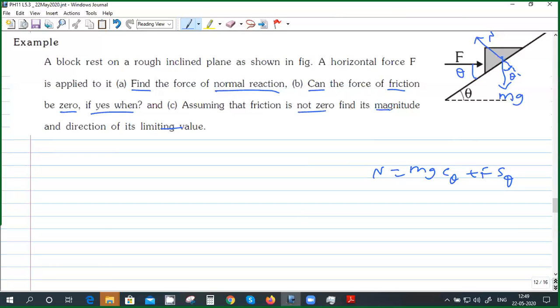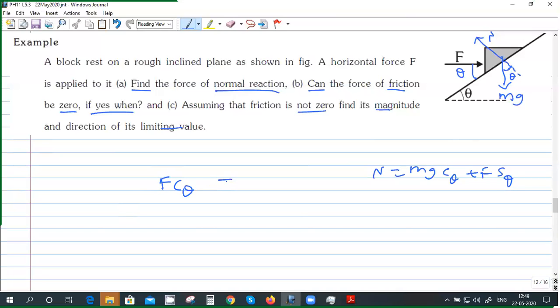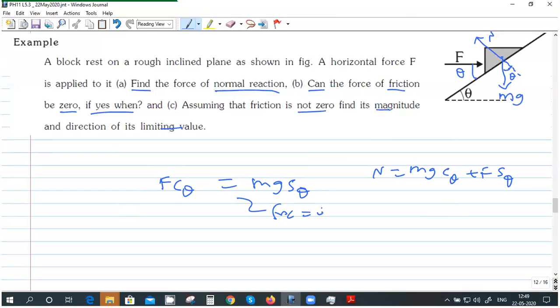Can the force of friction be zero? Along the plane, the forces are F cos theta upwards and mg sin theta downwards. So when these two forces are equal, the friction force is zero because the net force is zero. Is that clear? F cos theta will push it up, mg sin theta will pull it down. Normal reaction is perpendicular to the plane, so it will not contribute. So friction force can be zero when this condition is satisfied.